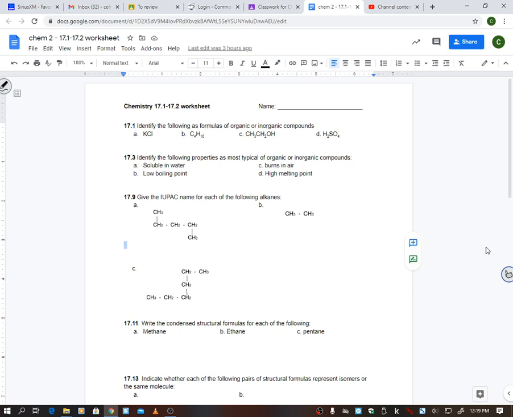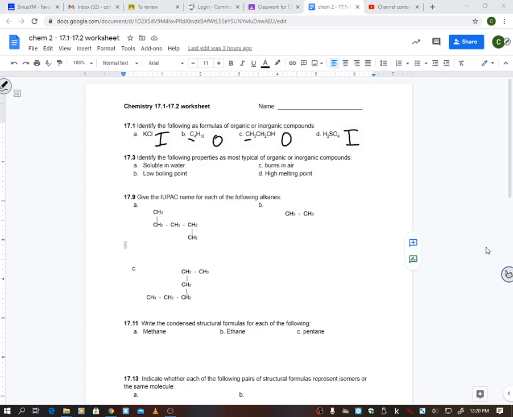Identify the following as organic or inorganic. Well, if it's organic, it's going to have carbon in it. So what I have is inorganic because there's no carbon. This one is organic. This one is organic. It's got that carbon in it. And this one is inorganic.